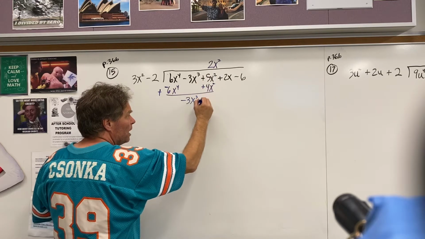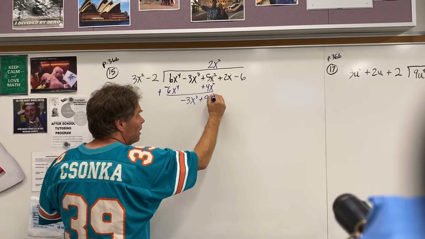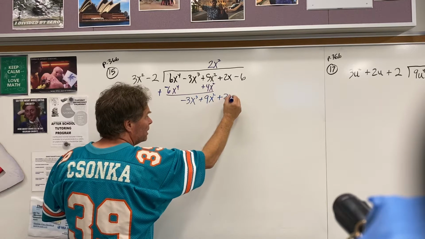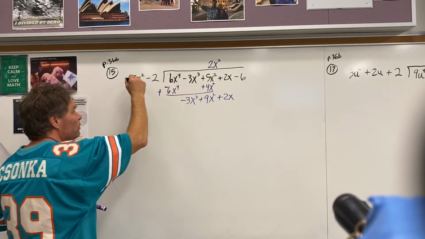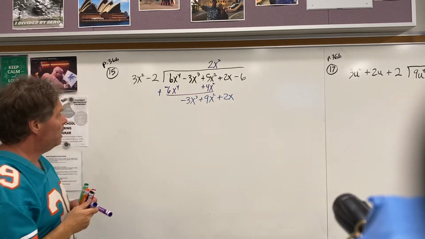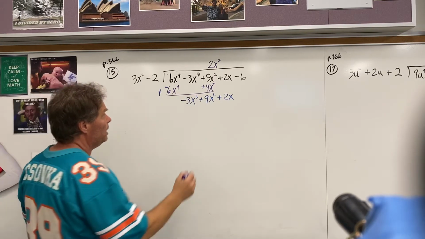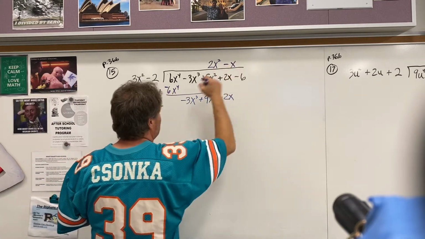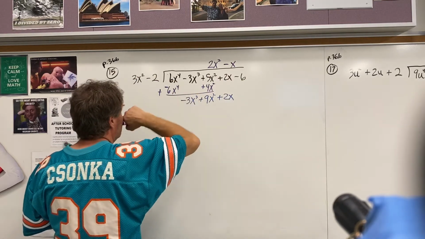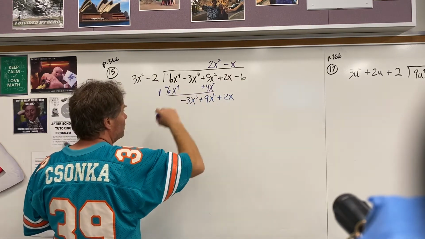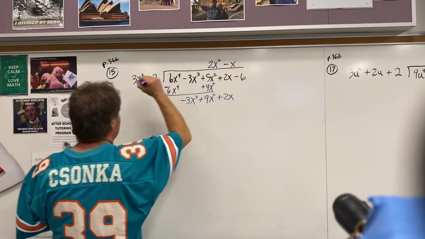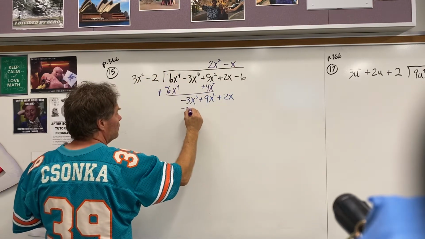This guy plus this guy is 9x squared. Bring down the 2x. What does it take to turn this guy into this guy? 3x squared into negative 3x to the third is going to be negative x. We've already got the 3, so we need a negative and an x. So negative x. Negative x times 3x squared is negative 3x to the third.